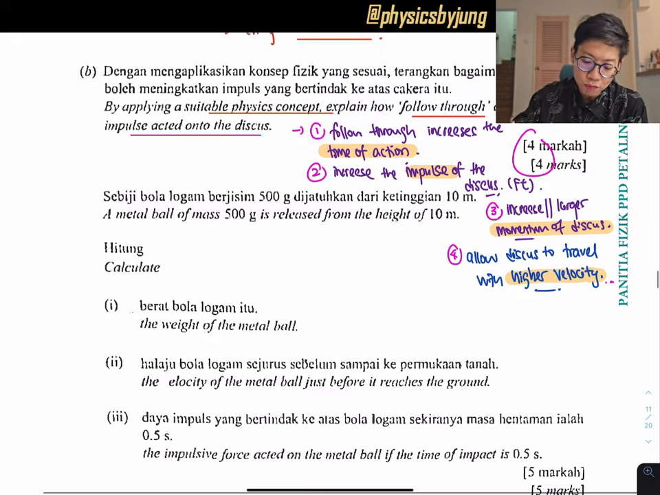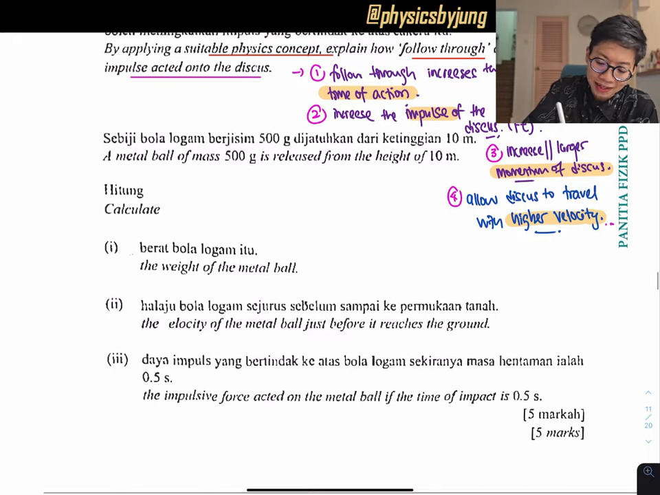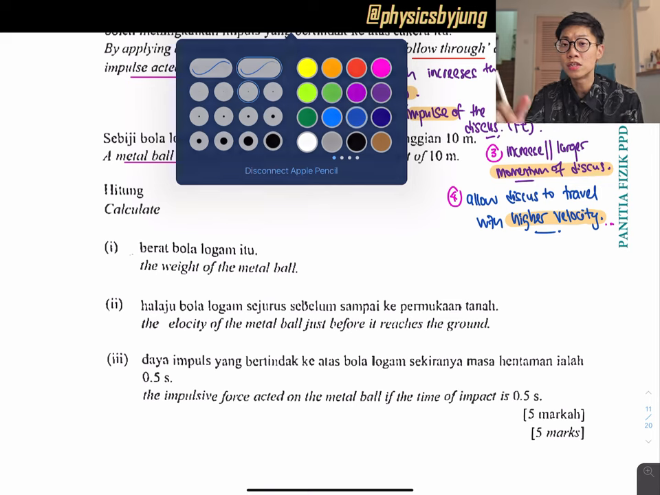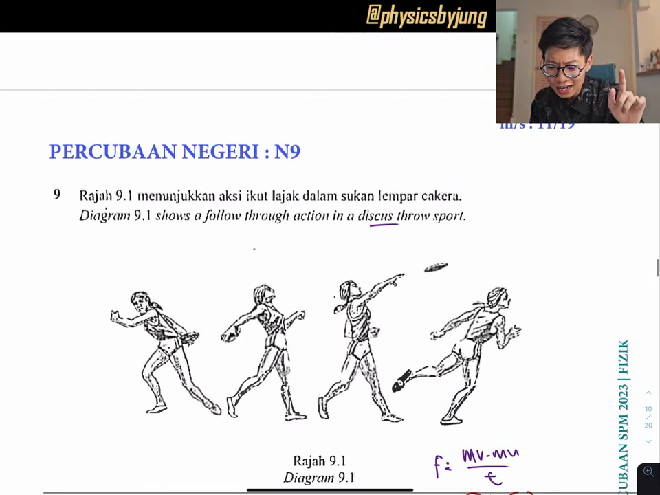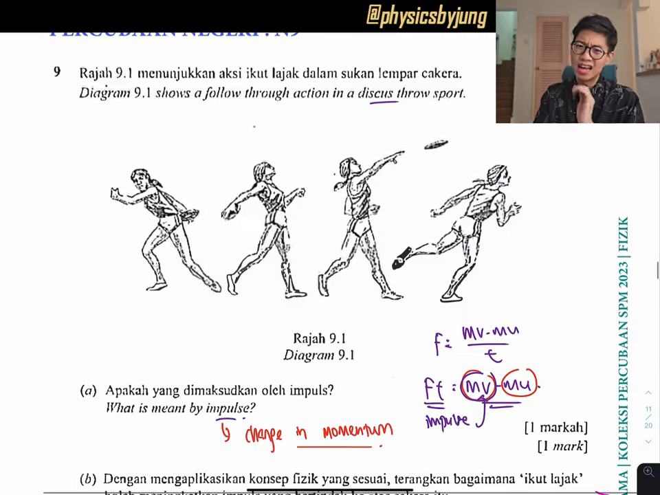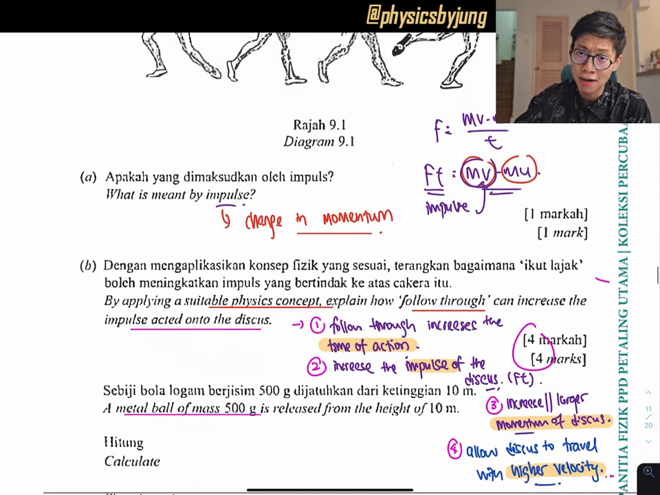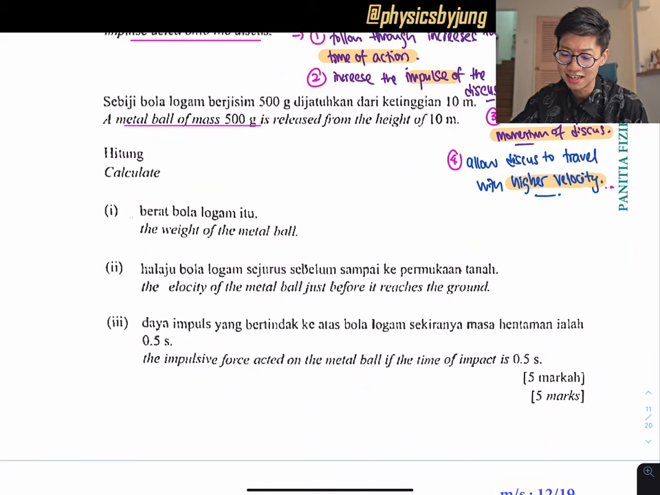Very straightforward one. Then we next see here, you have to calculate a metal ball of mass 500 gram. Now, why I chose this question is because a lot of students texted me, hey teacher, can you help me to see this Negeri Sembilan question 9? Because I think, teacher, the answer got mistake. Yes, the answer does have a mistake. So let me discuss the answer for you here.